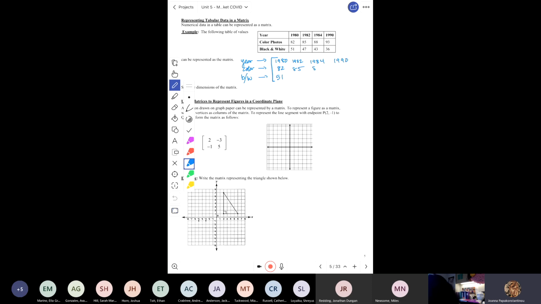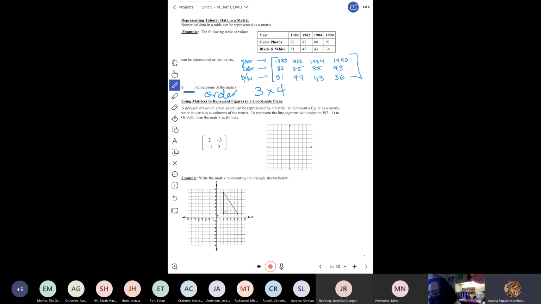So we can just transcribe this into matrix form. And what are the dimensions? What is the order of this matrix? 3 by 4, 3 rows and 3 columns. And now I'm not putting a bar in here. This isn't a system. This is just data.